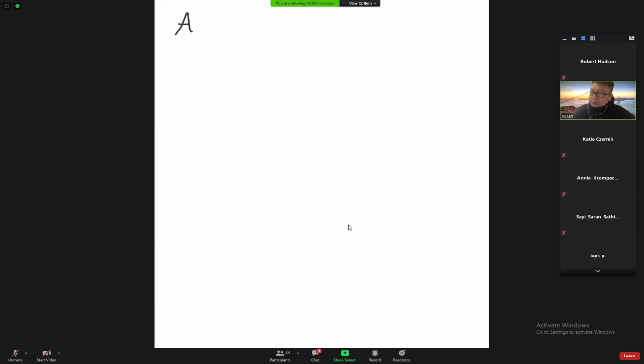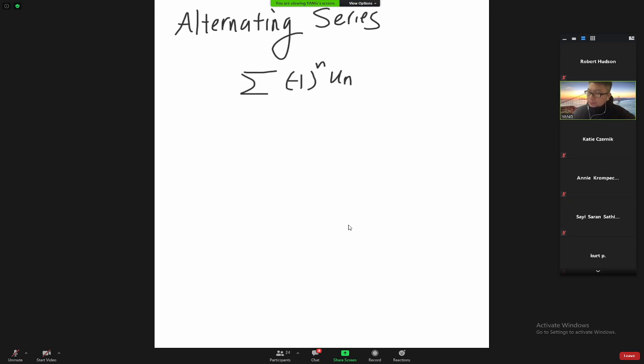So let's go over a little bit about alternating series. Tuesday's material is focused on the alternating series. An alternating series is formed like the sum of (-1)^n u_n, going from 1 to infinity. It is called an alternating series because u_n is bigger than 0.